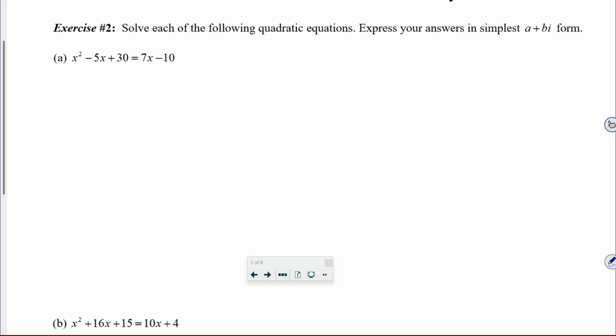Express your answers in simplest a plus bi form. So, spoiler alert, all of these things have complex solutions. In letter A, we have x squared minus 5x plus 30 is equal to 7x minus 10.